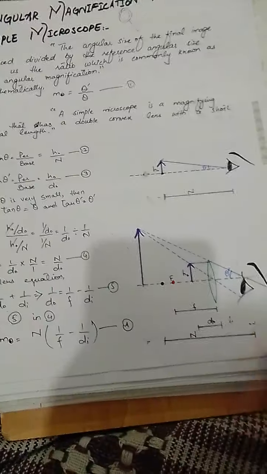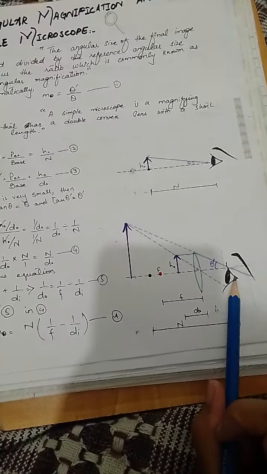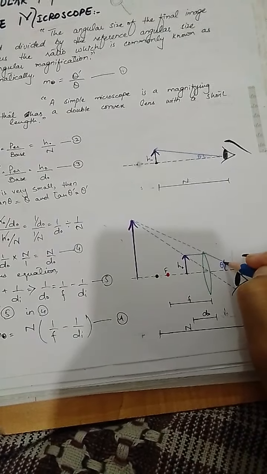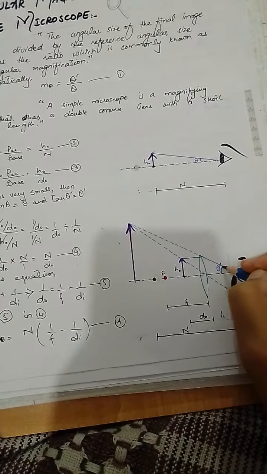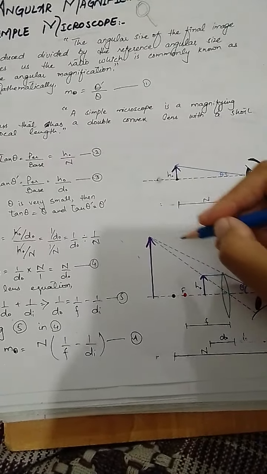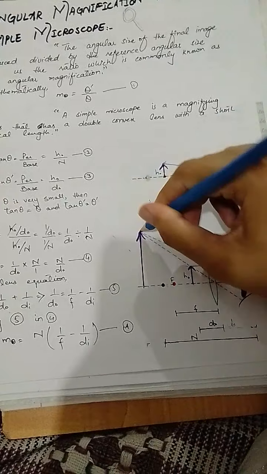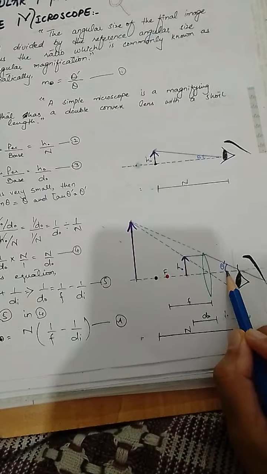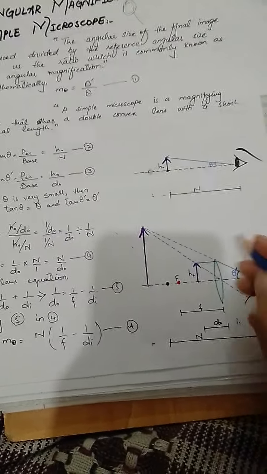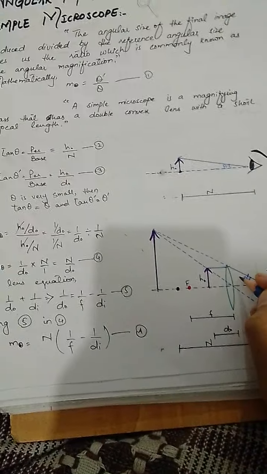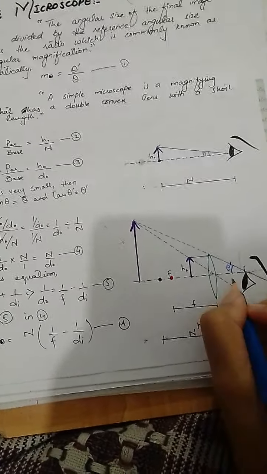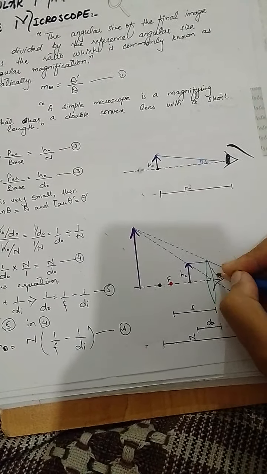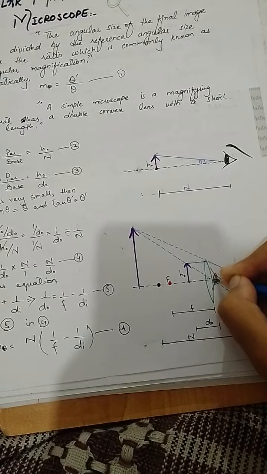Now coming to the calculation. For calculation, I have placed this eye right over here so that you can understand what theta dash is. Theta dash is the angle at which the image of the object is subtended. This is only for your clarification of concepts. But when we do the calculations, we are going to bring this eye over here, like this, and place it over here.